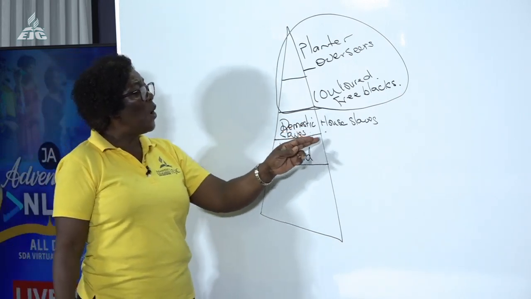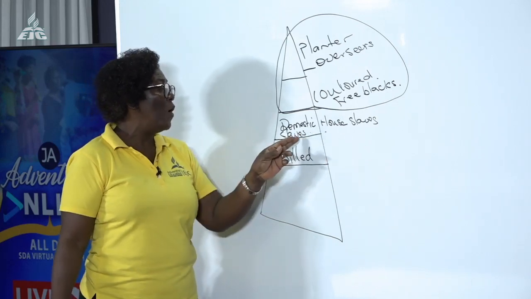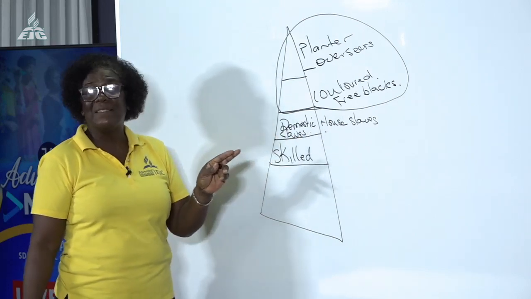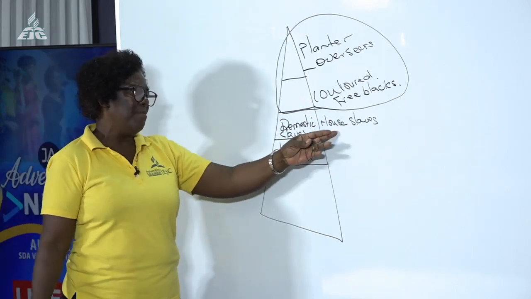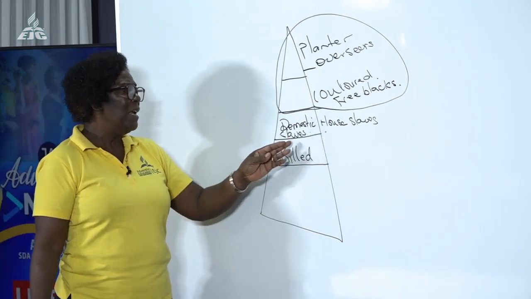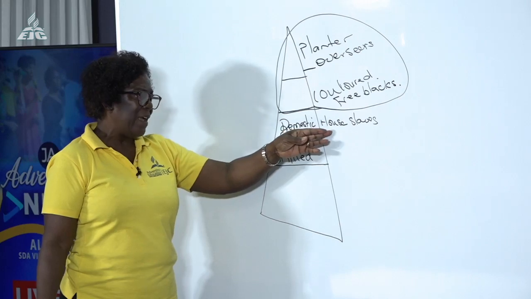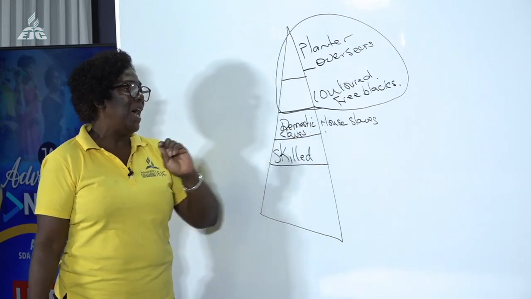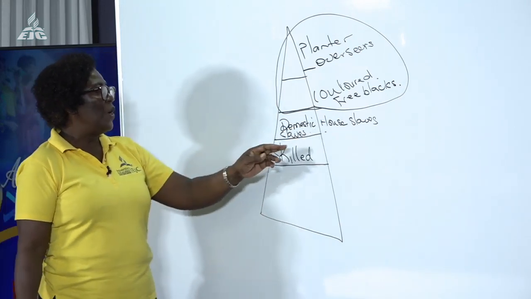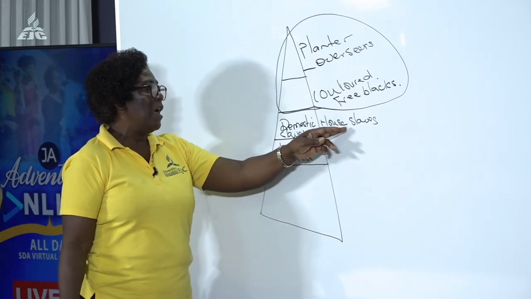The planters were also wary of the house slaves. They were the ones that would put poison in their meals, right? These are the slaves who would steal from the planters, right? And so they were always wary of the house slaves.